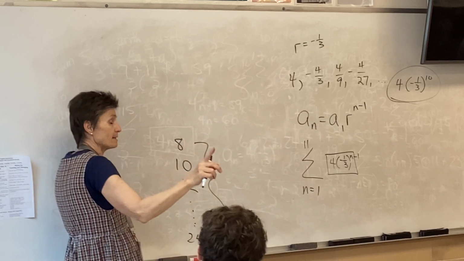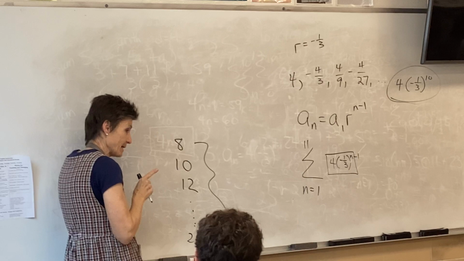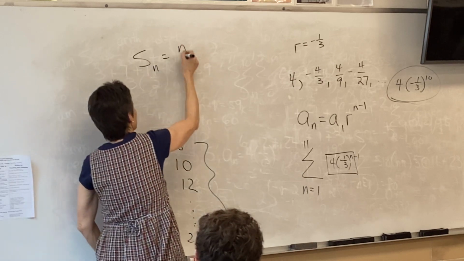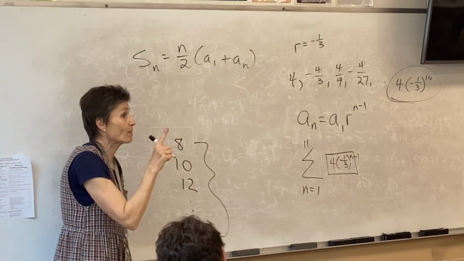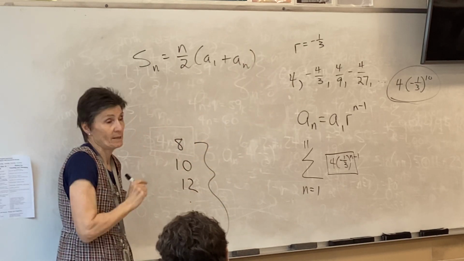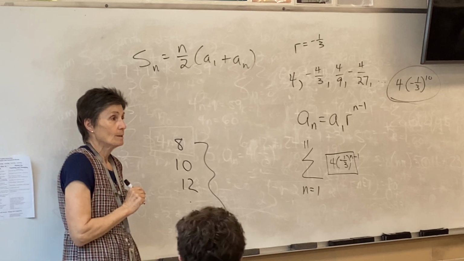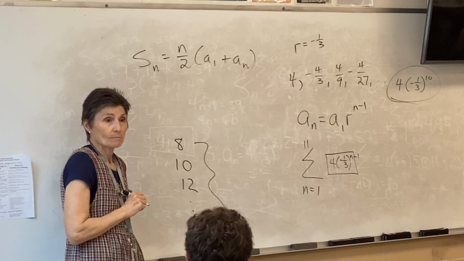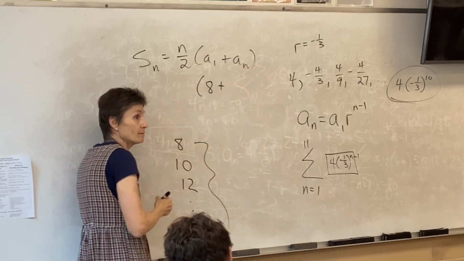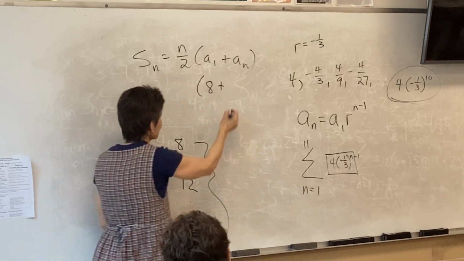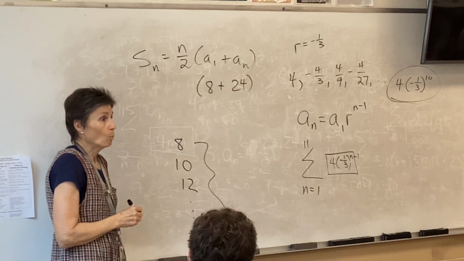Now, before you say anything, what kind of sequence is it? And I'm adding. So if I'm going to use a formula, this is the formula I'm going to use, because that is my arithmetic add them up formula. Now, do I already know anything? I know the first number I'm adding is 8, and I know the last number I'm adding is 24. What do I not know?